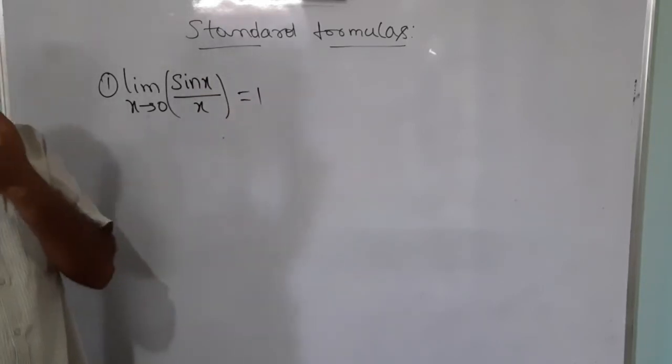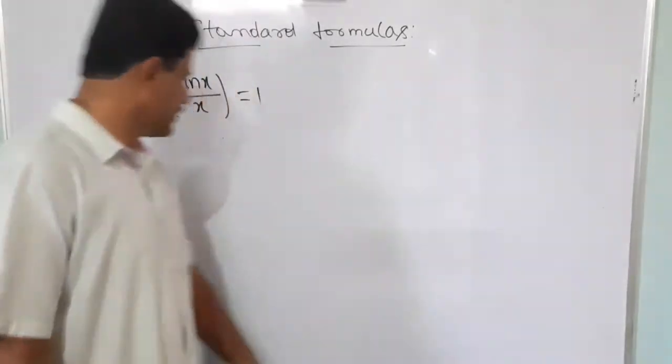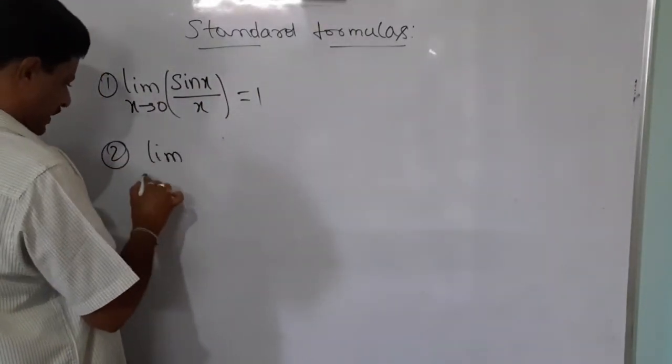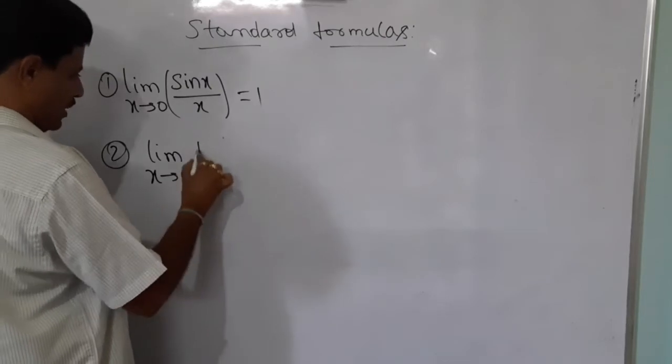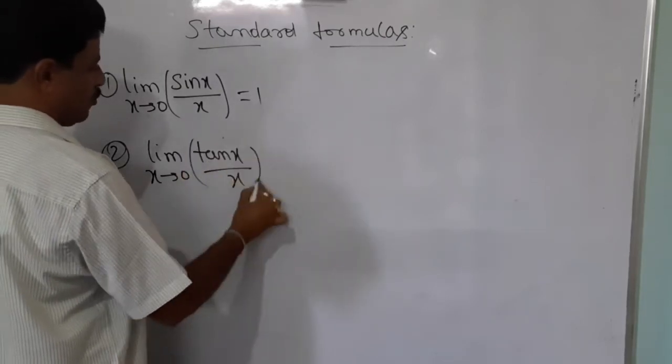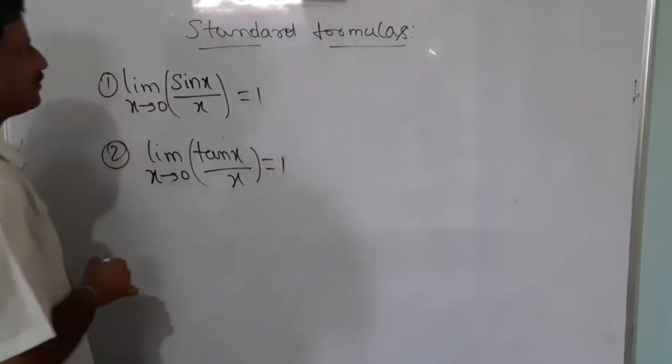limit x tends to 0 sin x divided by x is equal to 1. This is a standard formula. So next limit, x tends to 0 tan x by x is equal to 1. This is one standard formula.